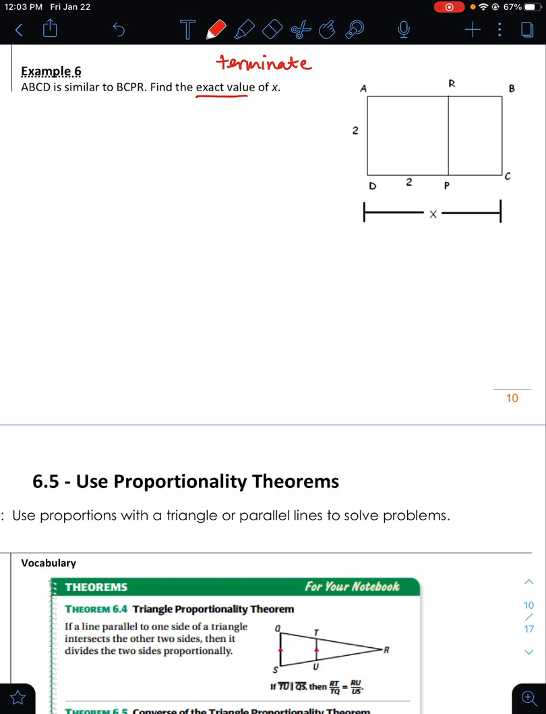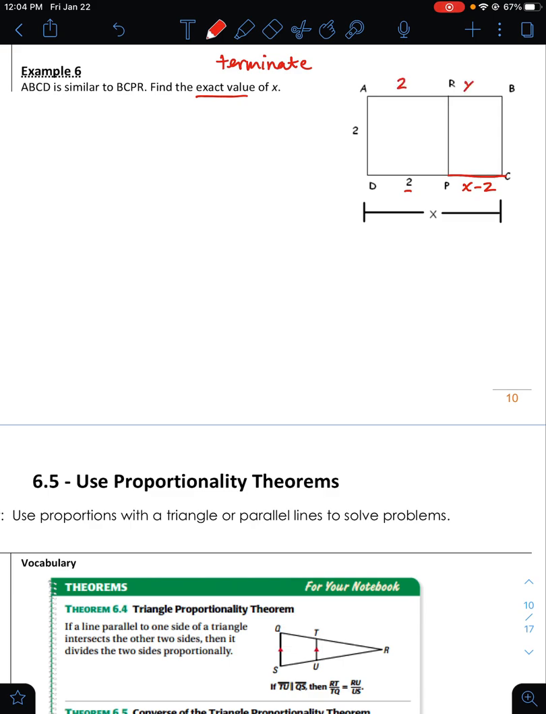All right, let's see the value of x. So x goes with DC. Let's add a little bit more to this picture. I am going to label PC as x minus 2, because the whole thing is x. This section is 2, so what's left over is x minus 2.